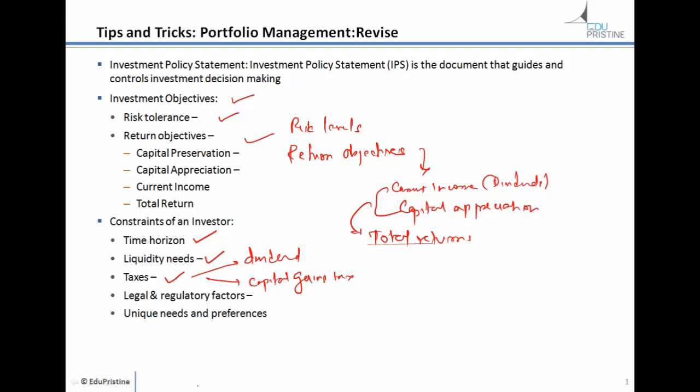Next, one must also look at the legal factors, which are more to do with meeting the norms of a particular country. So if it is for India, then one must understand the norms of SEBI or the conditions which SEBI imposes for different funds. And then one must also take into account the unique needs and preferences of an investor, which is more of a constraint because each investor will have a unique need and a unique preference.